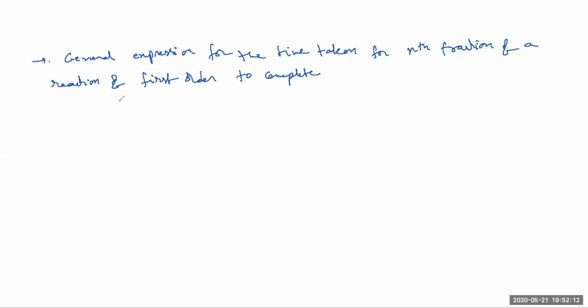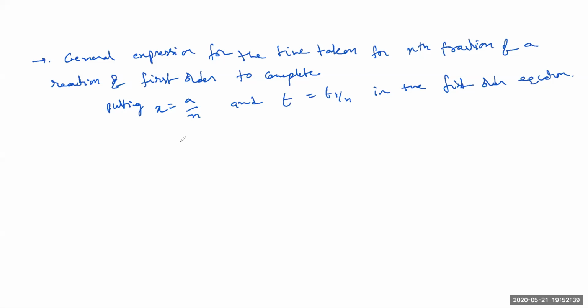So that means putting x is equal to a by n and t is equal to t 1 by n, the nth fraction, in the first order equation. In the first order equation, the time for nth fraction is 2.303 by k into log of a by a minus x.